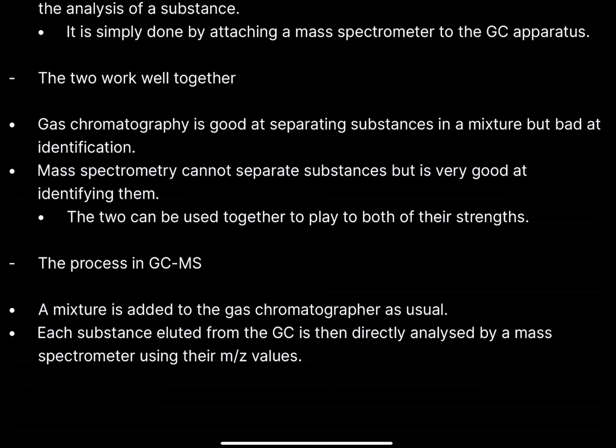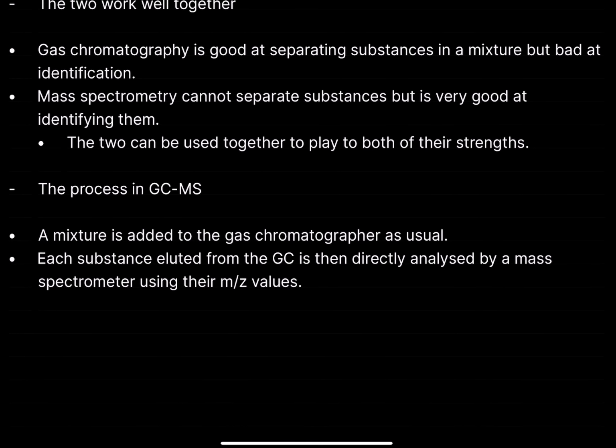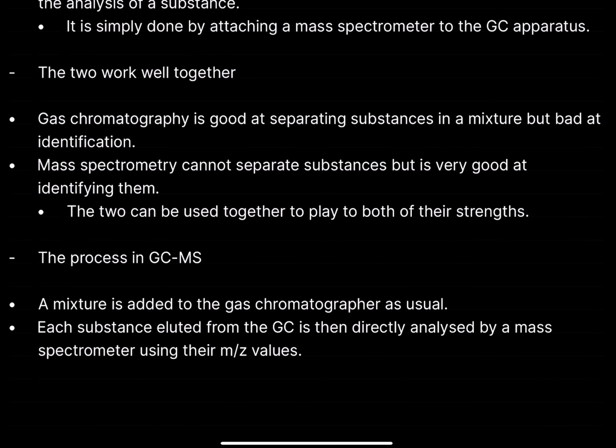In biology, we would call this a mutualistic or symbiotic relationship. But obviously, we're not talking about organisms here, we're talking about chemistry. But you can see they work together very well. In other words, a gas chromatograph is very good at separating out a substance, whereas a mass spectrometer is very poor at doing that. But a mass spectrometer is very good at identifying a substance, where a gas chromatograph is very poor at doing that. What one is bad at, the other is good at. So they play hand in hand.